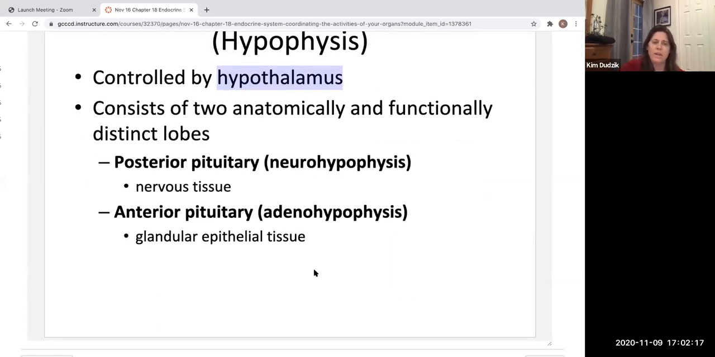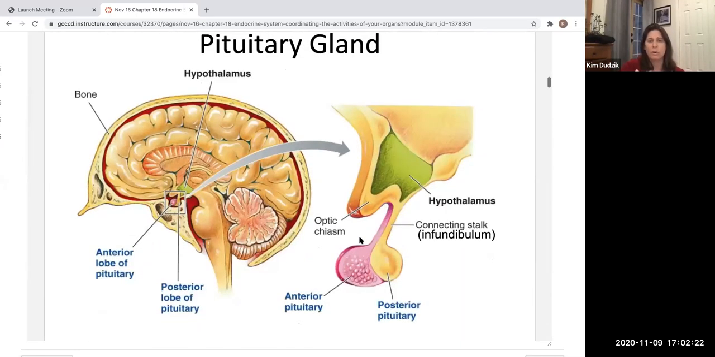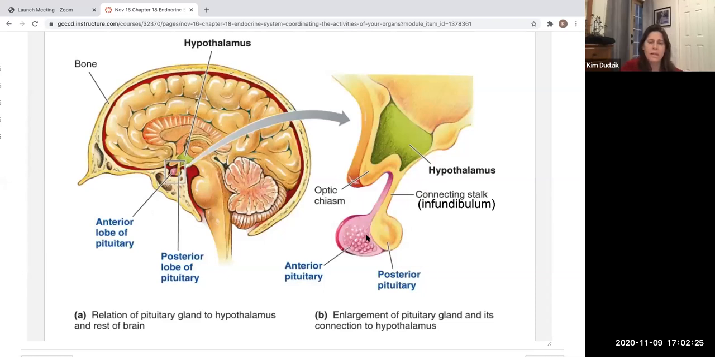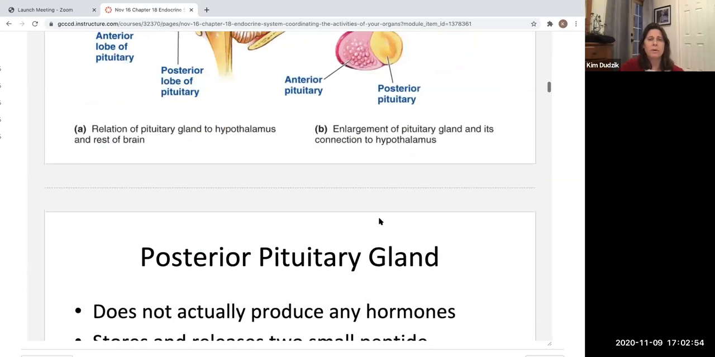And because that's made out of epithelial tissue, and it's the epithelial tissue inside of here that can make other hormones. So what we're going to see in a moment is that the posterior pituitary doesn't make its own hormones. It actually receives hormones from the hypothalamus. The anterior pituitary does make its own hormones, but it gets orders to release those hormones from the hypothalamus. And again, the connection between the anterior pituitary and the posterior pituitary to the hypothalamus is through the stalk, which is called the infundibulum.